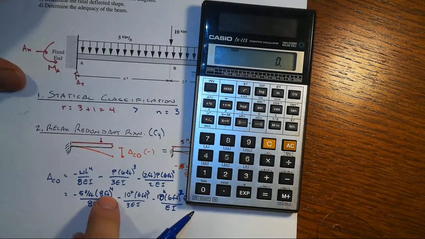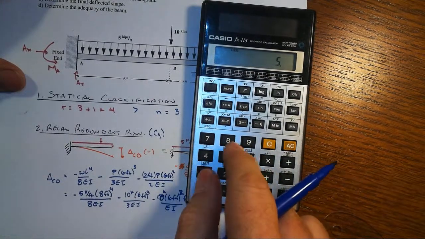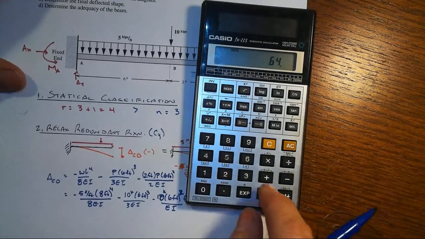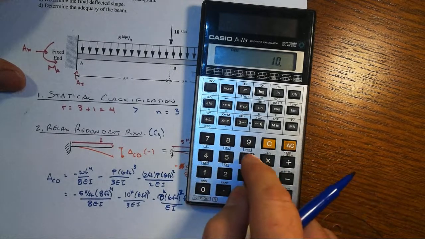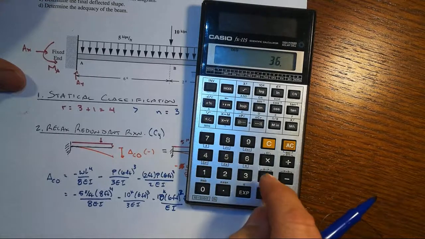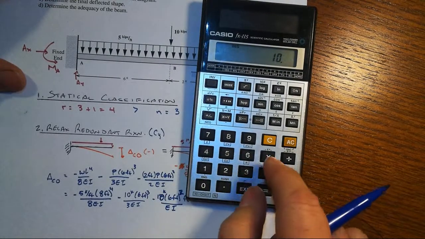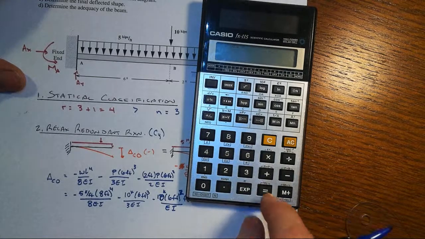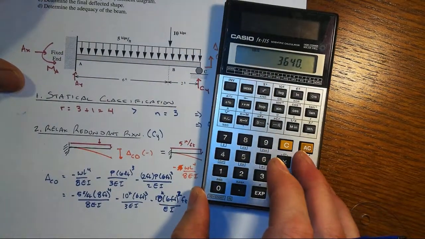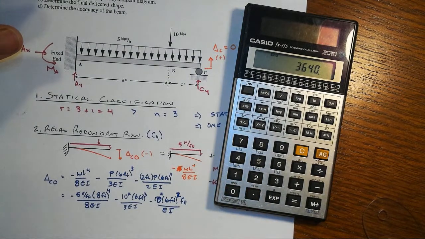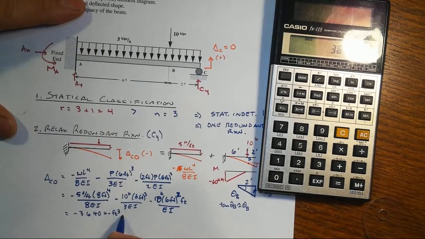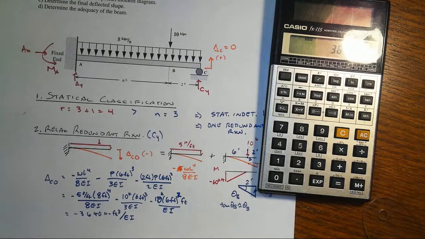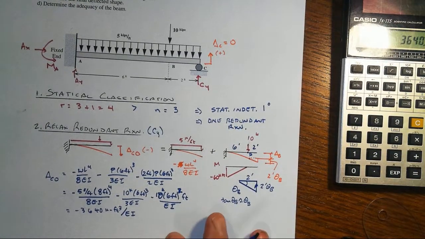5 times 8 to the 4th over 8 is the same thing as 5 times 8 times 64. Plus, I'll worry about the minus sign in a moment, 10 times 6 divided by 3 times 36, plus 10 times 36. And we get 3640. I think that's right. It's minus 3640 kip foot cubed over EI. Right, so that's our delta C 0.